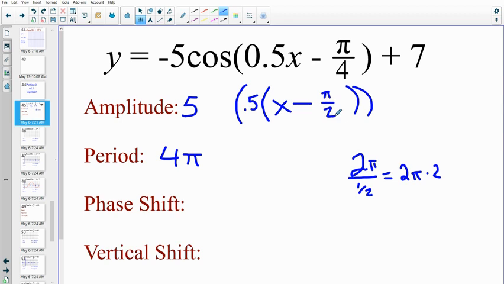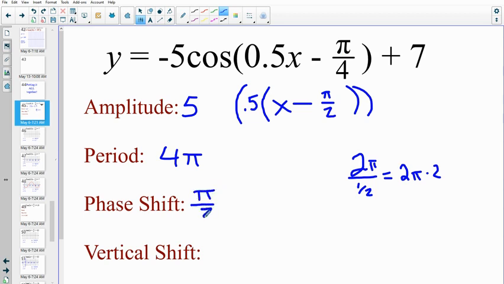And then always, when you get done factoring, if you're doubting yourself, think, if we distributed this, would we end up back where we started? 0.5x, clearly. And then 0.5 times pi over 2, 1/2 of pi over 2 is pi over 4. So I feel pretty good about that, which means my phase shift is pi over 2.